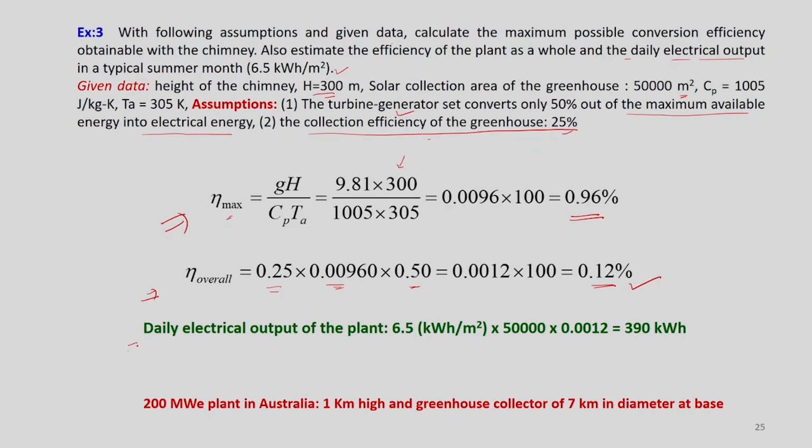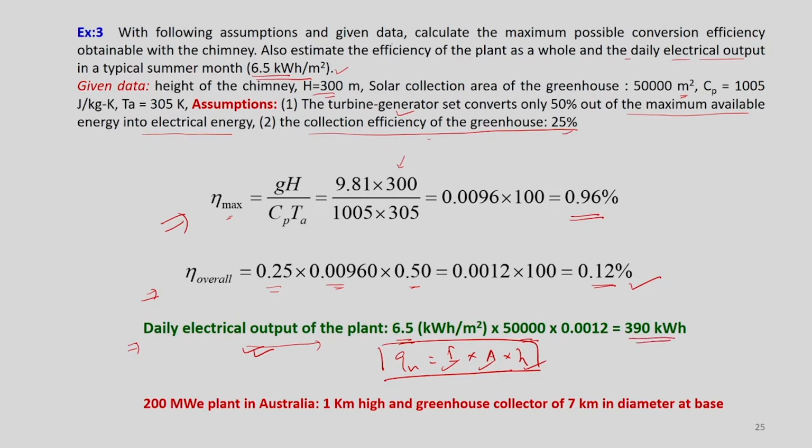So, this daily electrical output we can calculate now. It is nothing but 6.5, which is the solar radiation given to us, multiplied by the area. So, this is something like I into A, and then you have the efficiency. So, this is the output, something like Qu. If we know the efficiency, the area, and the intensity, we can calculate the daily electrical output of the plant, which is nothing but 6.5 multiplied by 50,000 multiplied by 0.0012, which is equal to 390 kilowatt hour.